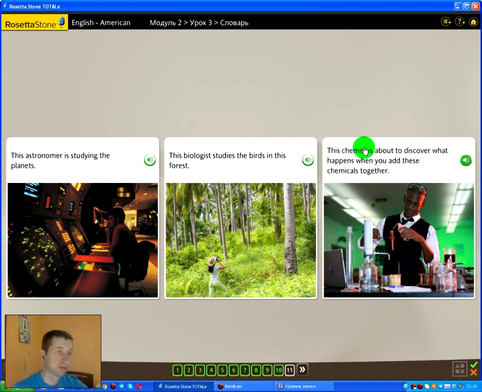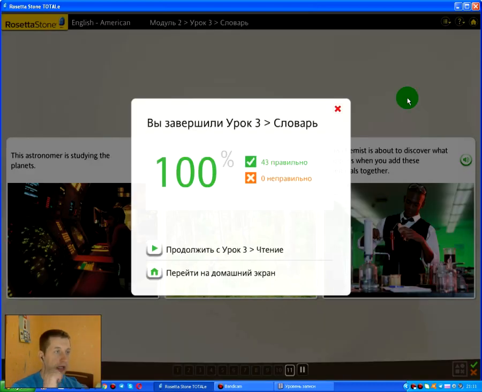This chemist is about to discover what happens when you add these chemicals together. Этот химик вот-вот откроет, что случится, когда он добавит эти химические соединения, сольет их вместе.